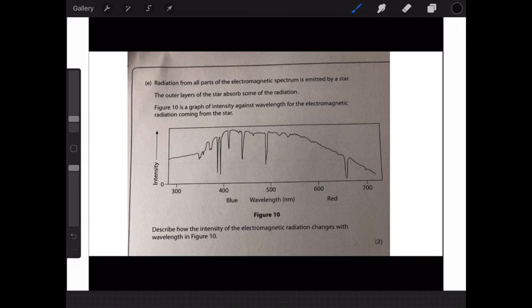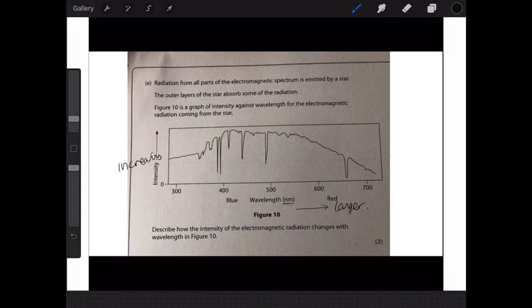Graph question, let me try and explain again how I would see my way through it if I was in an exam. So reading the question first, it's all about light being given out by a star and outer layers absorbing the radiation. So I'm interested in analysing this graph. I'm being asked to describe how the intensity, which is here on the y-axis and increasing as you go up, is affected by and related to the wavelength. The wavelength's here in nanometers, and it's getting longer as we go along the x-axis.